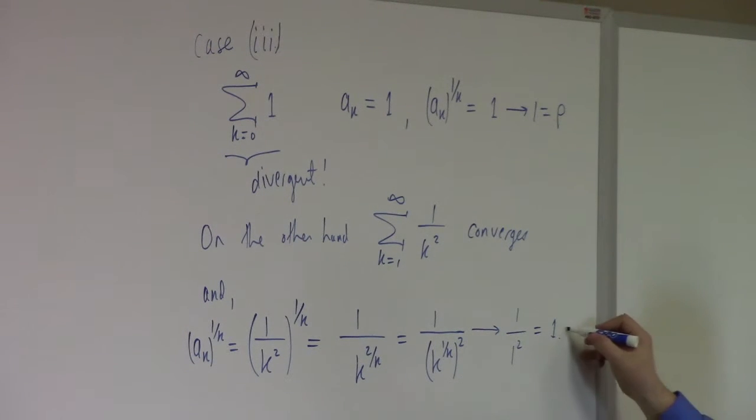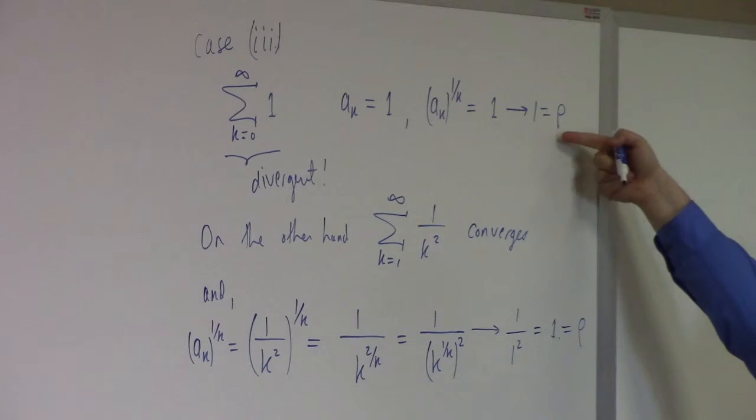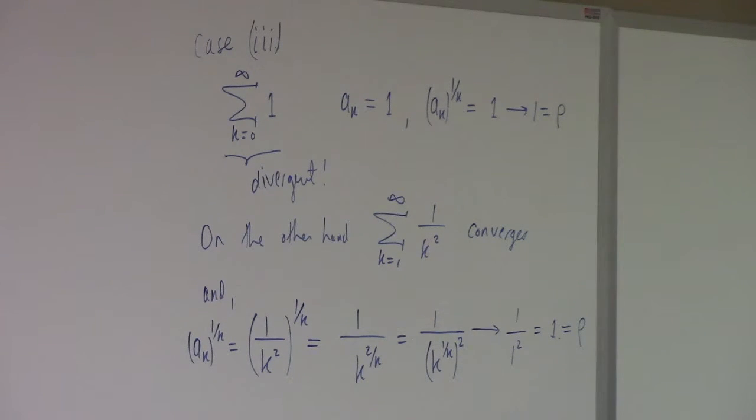So there you have it. We have rho equals 1 for both a divergent and a convergent series. I have shown you, without a doubt, this test is inconclusive in case 3. We can't judge anything from it. So far, so good?